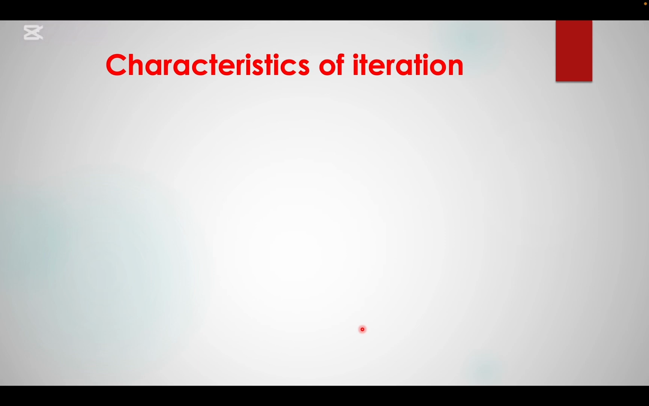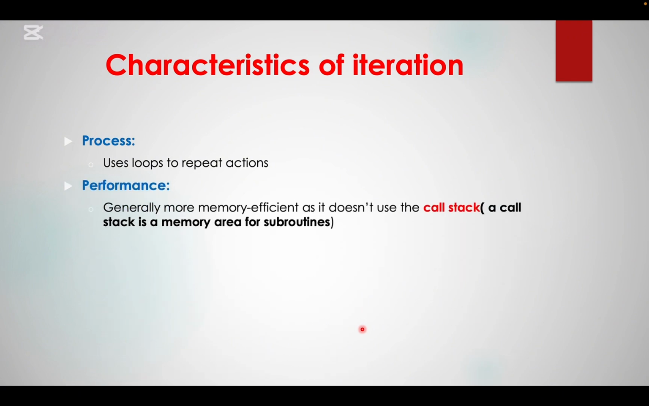Characteristics of iteration. The first characteristic is process. It uses loops to repeat an action. The next is performance. So iterative functions are more memory efficient because they don't use the call stack.